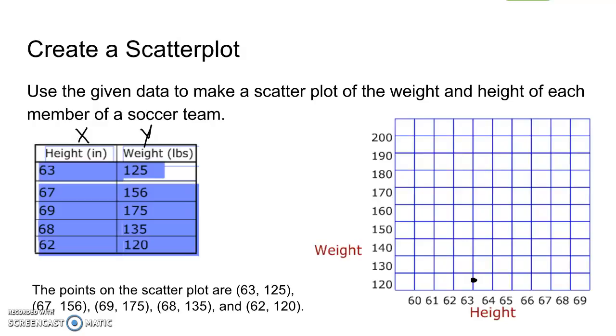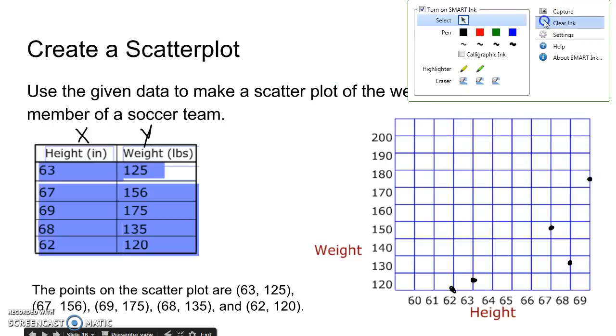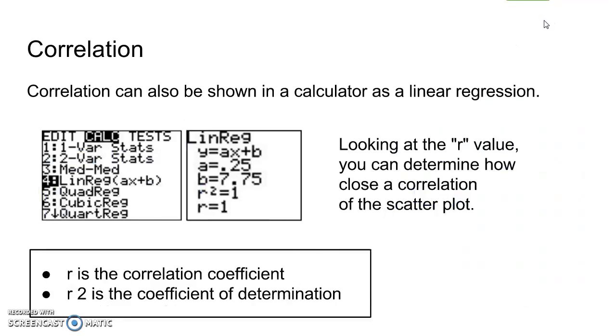Let's see, I don't know. 130, 156, I guess it's about there. 169, 175. That's this. I guess about there. 68, 135 would be like right here. And then 62, 120 would be right here. So we made our scatter plot like that. And usually you'll have more points than just 5. Okay, the more points, the easier it is to see the trend of the data.